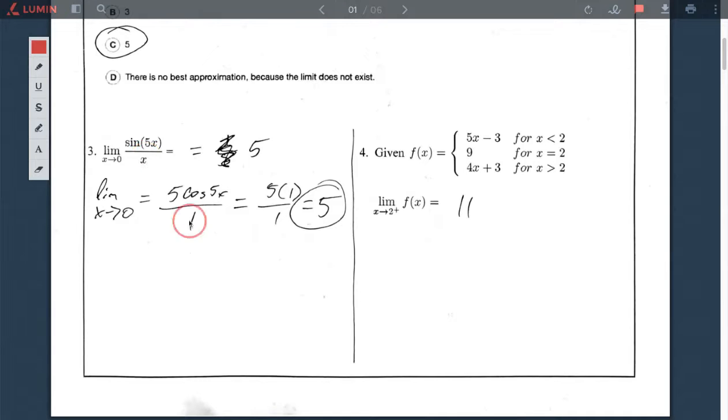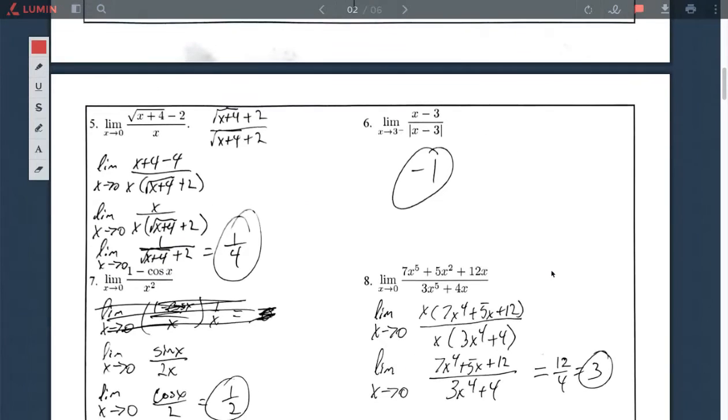Derivative of x is 1. We plug in again. So I plug in 0. So cosine of 0 is 1. 1 times 5 right here. And on the bottom, I just had 1. So I end up with 5. This equal sign right here shouldn't be here. It should be the limit as x approaches 0 of this thing. Number 4, we went over number 4 in class.